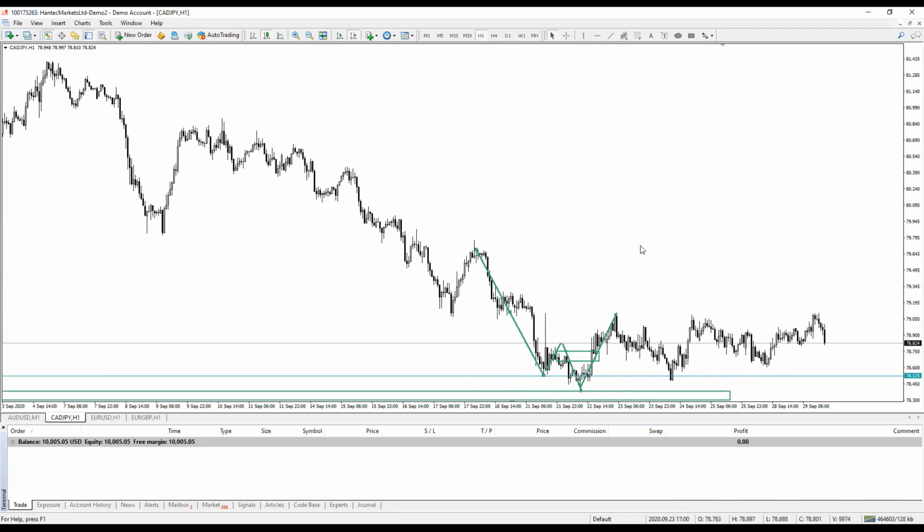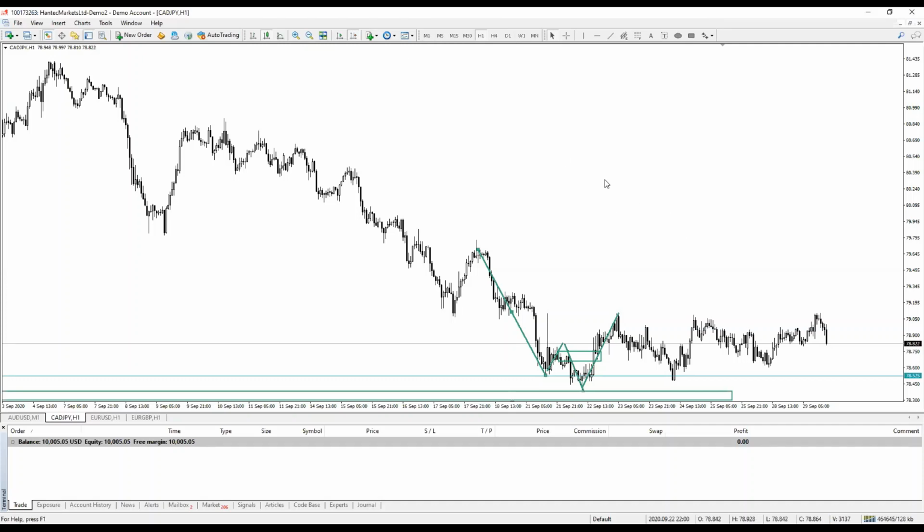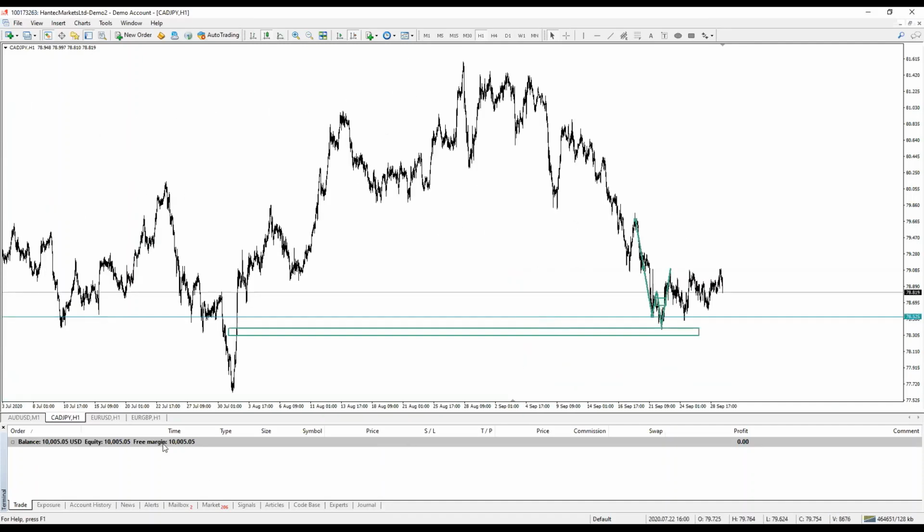Okay, so it always starts with a higher time frame. I like H1 and daily, and my entries will be based on M15 and lower. Okay, so that's another Quasimodo on the CAD yen.